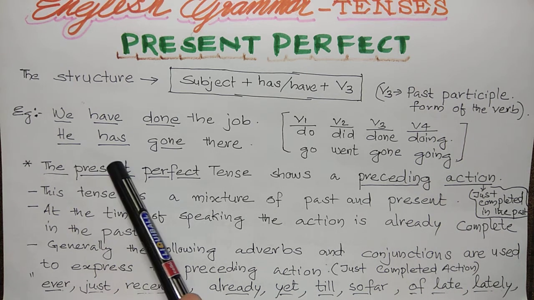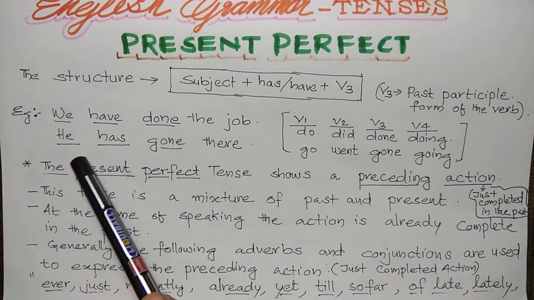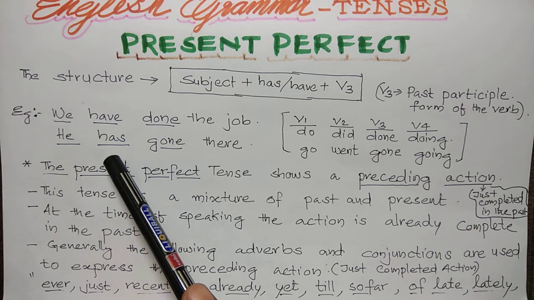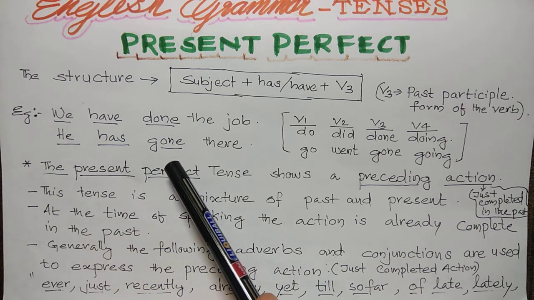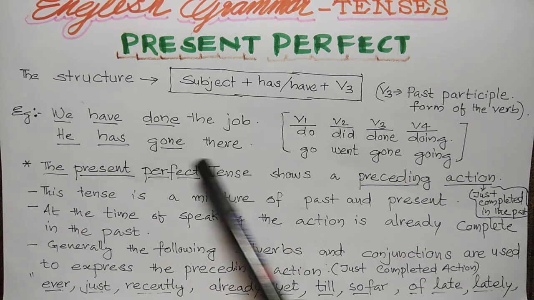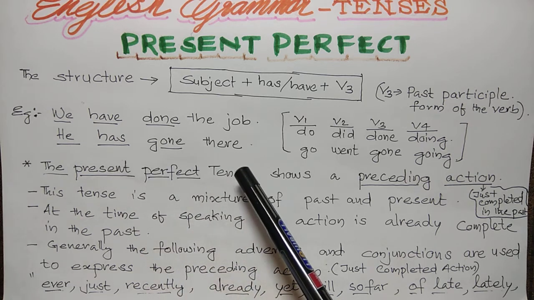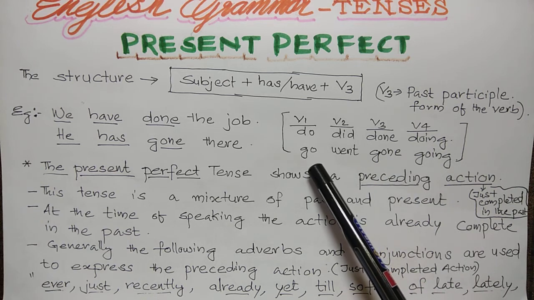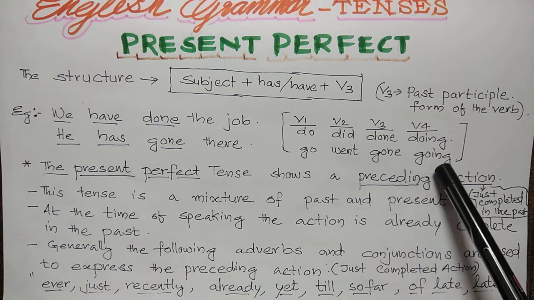Next one, he has gone there. He is a singular subject, so we have to use has. Gone is the V3 form of go. He has gone there. Here V1, V2, V3 and V4 form of go is go, went, gone, going.